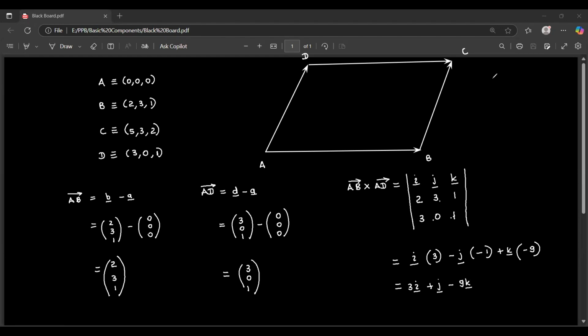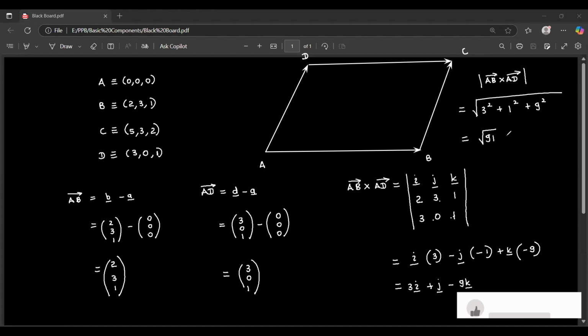Now we have to find the magnitude of AB cross AD. So the magnitude of AB cross AD will be equal to the square root of 3 squared plus 1 squared plus 9 squared. That can be given as 9 plus 1, 10, 10 plus 81, 91. So this is the area of the parallelogram ABCD. You can give it as square unit. So the area of the parallelogram ABCD can be given as square root of 91 square unit. Yeah, that's it. Very easy.